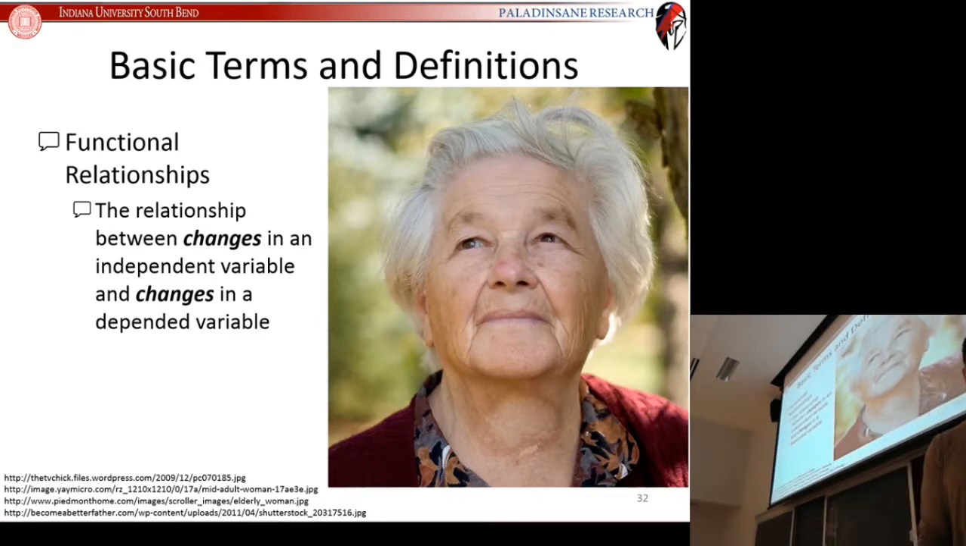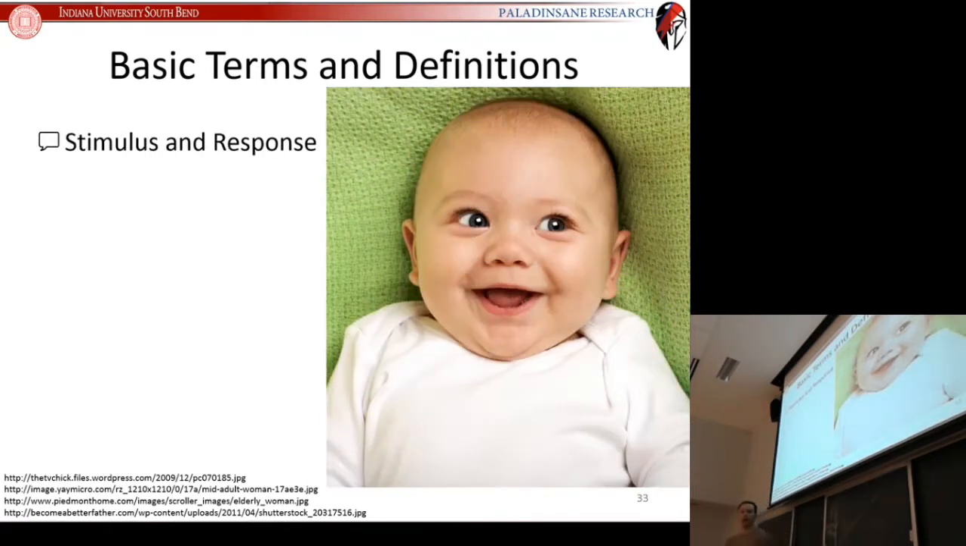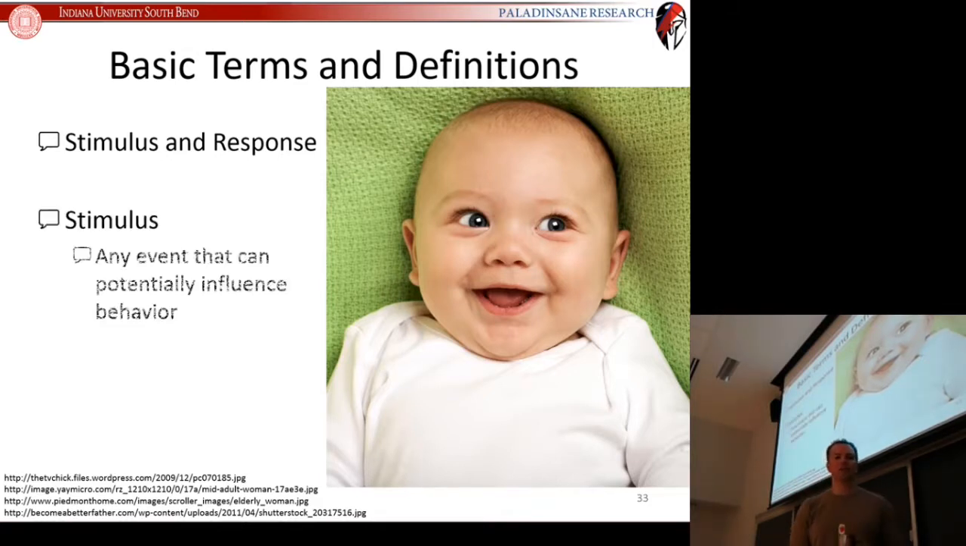All right, so that was functional relationships. The next thing that we're going to take a look at is stimulus and response. So independent variables, dependent variables, functional relationships, those are true of psychology in general and really science in general. Now we're going to get into the terms that are more learning specific. So stimulus and response is our first very learning specific terms here. And a stimulus is defined as any event that can potentially influence behavior.